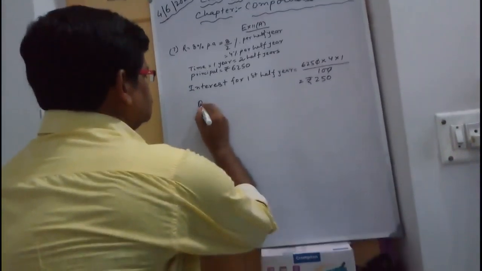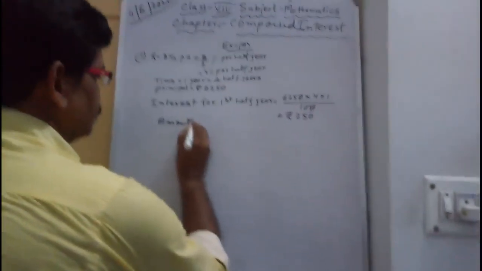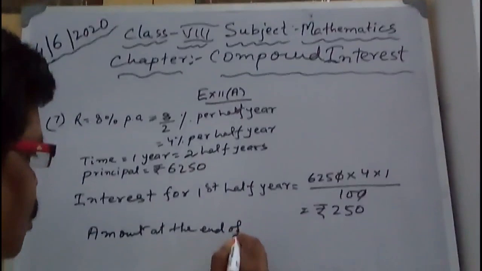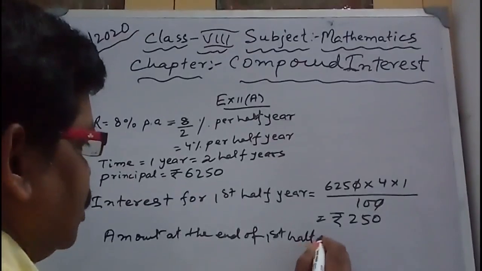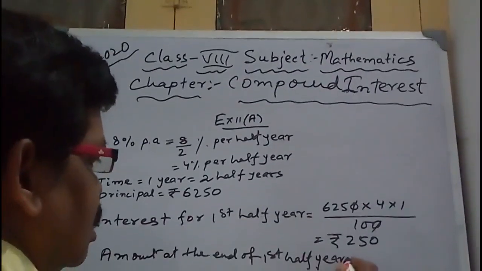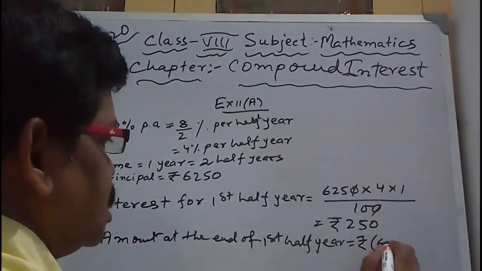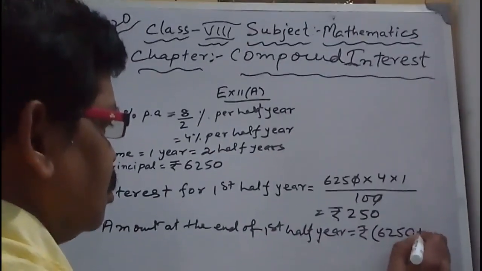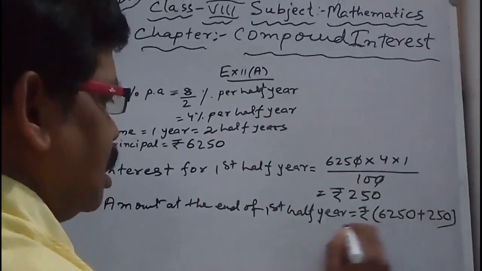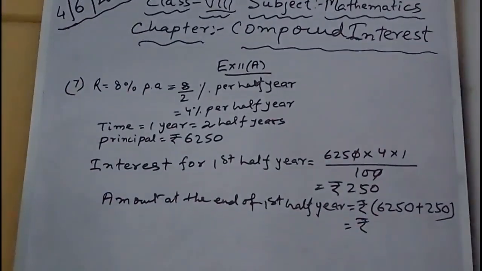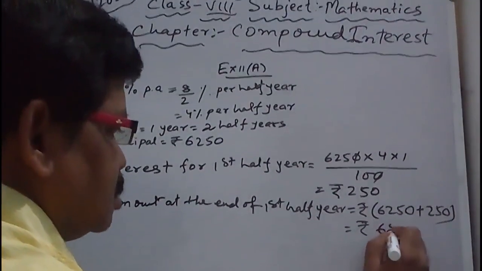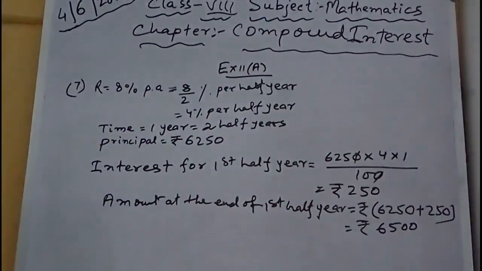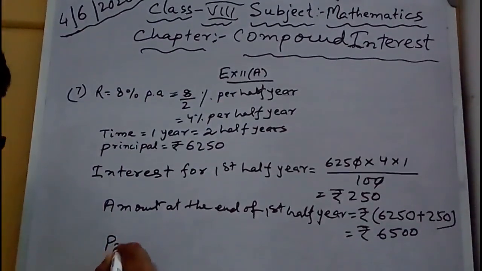So amount at the end of first half year equal to rupees 6250 plus 250. Now add these two. So 6250 plus 250 is equal to 6500.